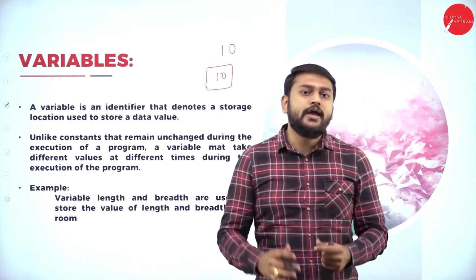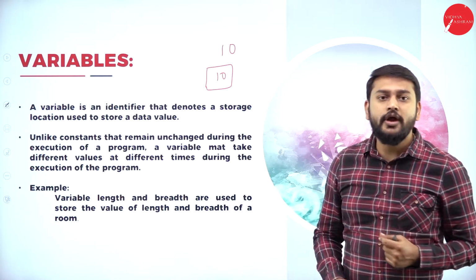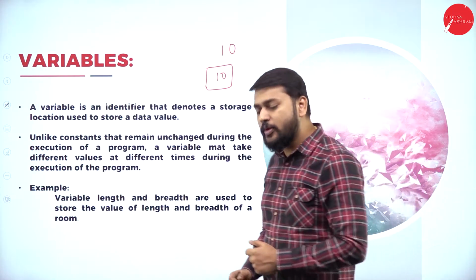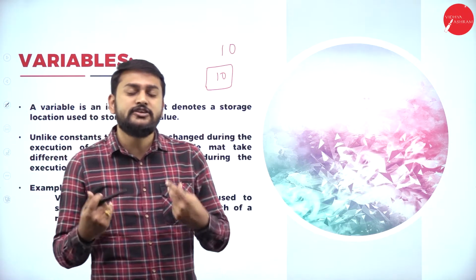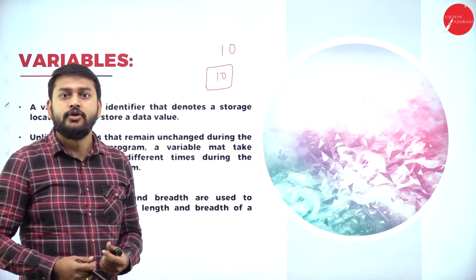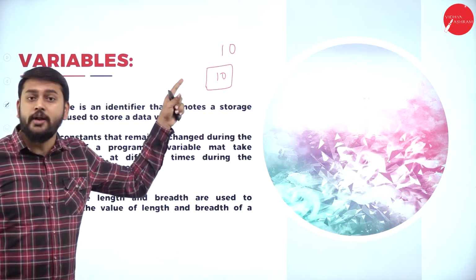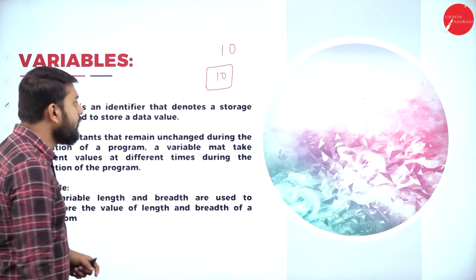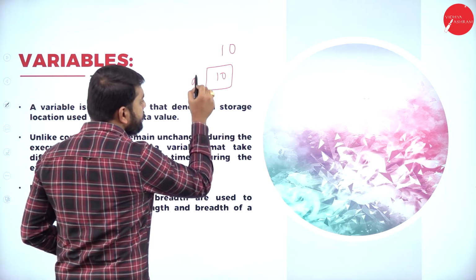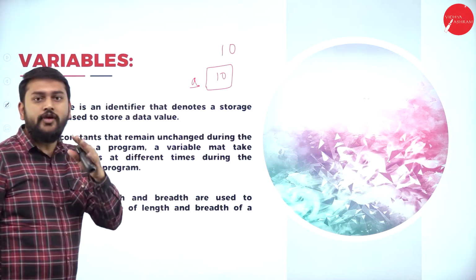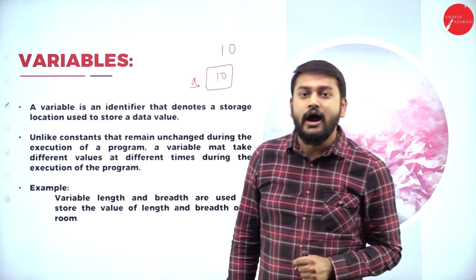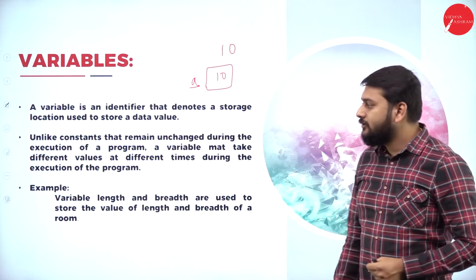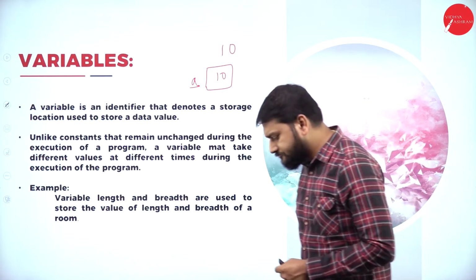Then how do I identify this memory location? To identify this memory location, I have the memory address. But is it easy for me to remember the memory address? No. So for that, what I'm doing is I'm giving a name for this memory address. This is what I'm calling a variable. That's what you need to understand. So fine, let's check out what is the point that I have.